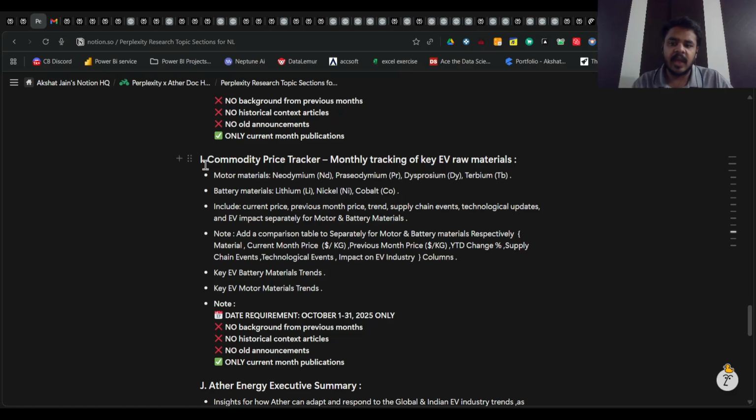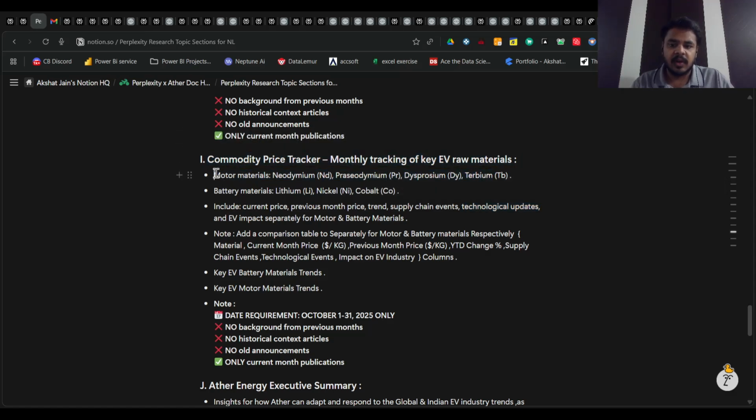Then we have the commodity price tracker, which basically tells you that in this month, the average price of lithium or the rare earth mineral was this, and this was the change which took place, right? Like previous month the price was this, and then what was the supply chain trend which is going on, then the technological updates with respect to the commodities, right?